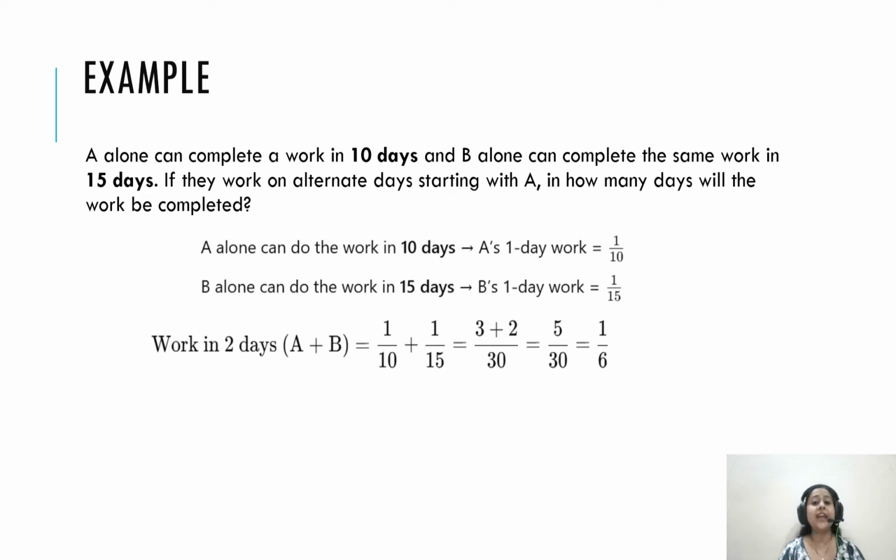So in the first day and second day, the combined work in 2 days will be their combined efficiencies, which is 1 by 10 plus 1 by 15. You have to just find the LCM of 10 and 15, which is 30, and this is how you find that 1 by 6 is the fraction of work that is completed in the first 2 days. It should be mentioned that this portion of work is completed in the first 2 days.